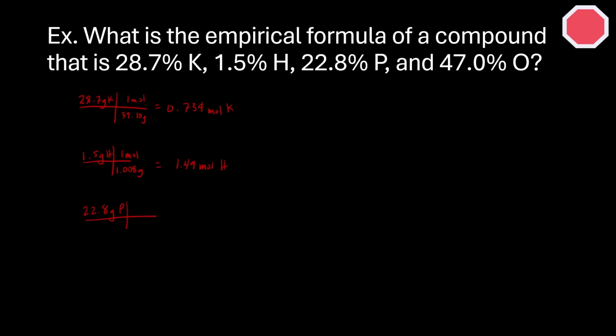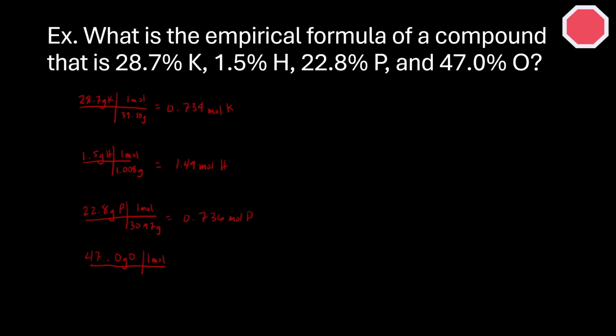We're given 22.8 grams phosphorus. Periodic table says it's 30.97 grams for every 1 mole. And we divide that out, we get 0.736 moles. And the last one they give us is 47.0 grams of oxygen.